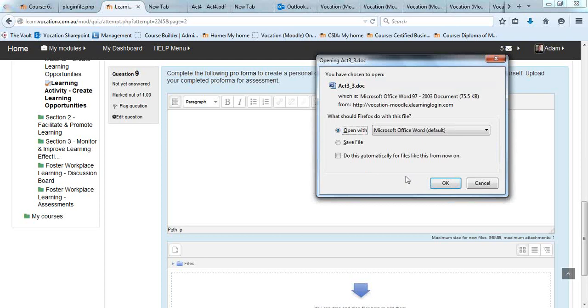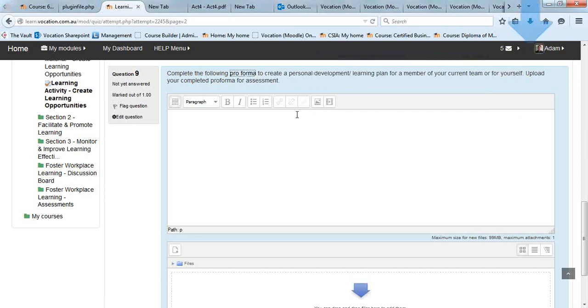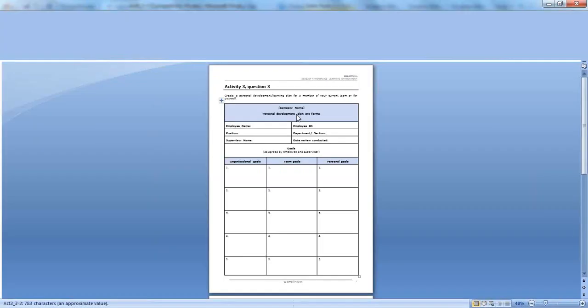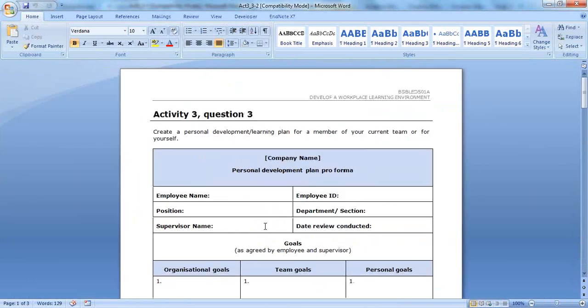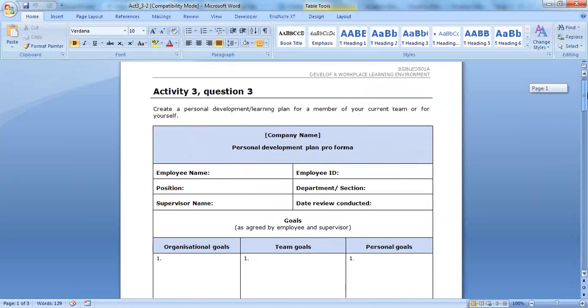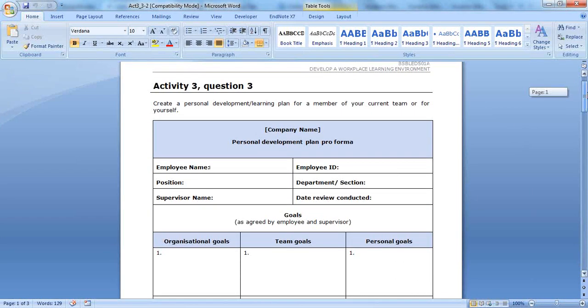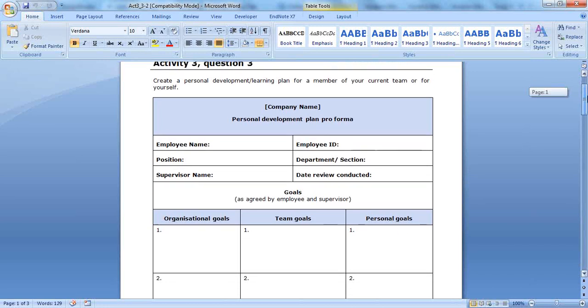If you open that up, depending on the browser that you're using, of course, it'll actually open up the form, and there it is. So what you guys need to do is either put your name or put the name of the employer that you're working with. This is just as sort of a template or an example of what you might see in an organisation.